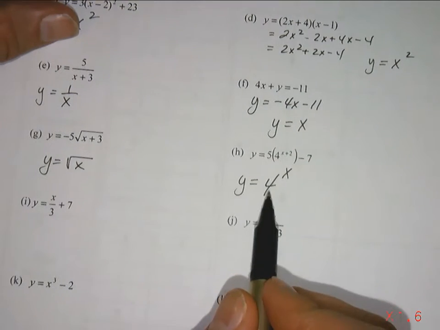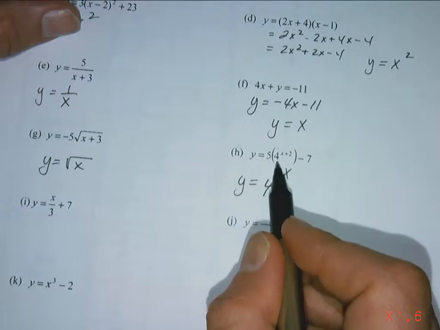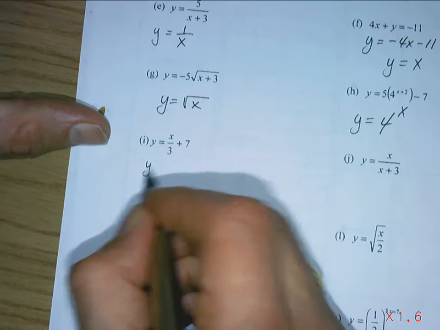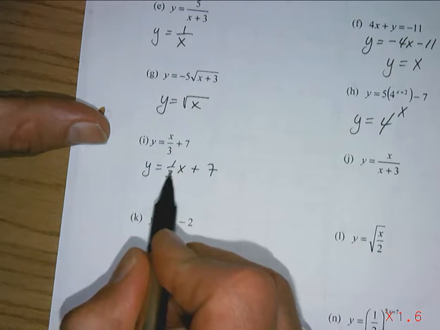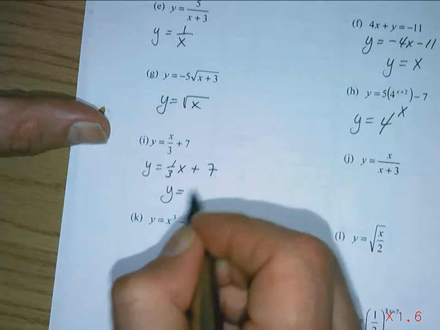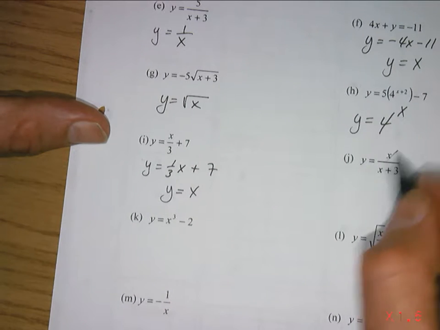Now notice the base function's 4 here. It could have been 2, it could have been 3, but it's 4 because it was written with a 4. Base function here, again, this is linear. This could be written like so, there's your m, there's your y-intercept. Your base function is y equals x. Can't do this one. Too many x's.